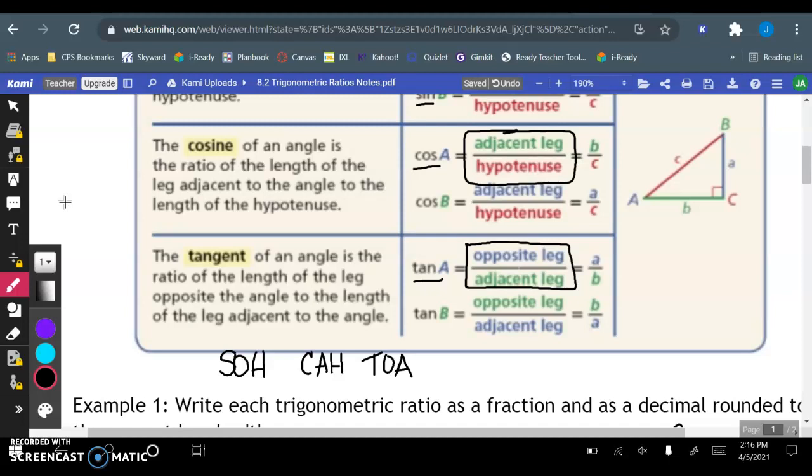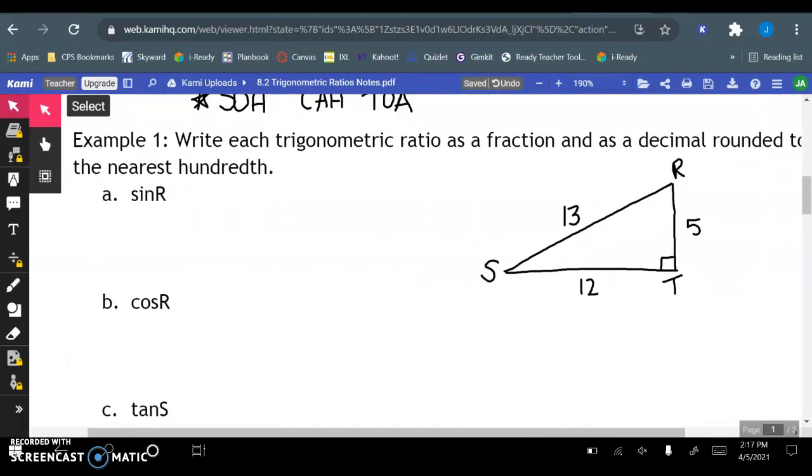So the first one, S-O-H, is sine, is opposite over hypotenuse. The C stands for cosine, and then it's AH, which is adjacent over hypotenuse. And then the T stands for tangent, and then OA is opposite over adjacent. So if you remember SOHCAHTOA, you don't have to keep going back to that chart on your notes.